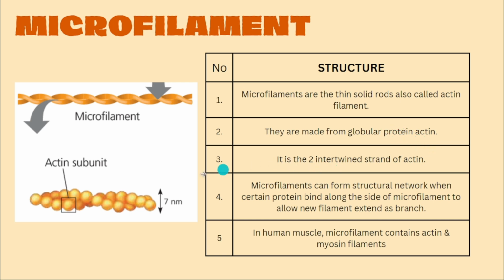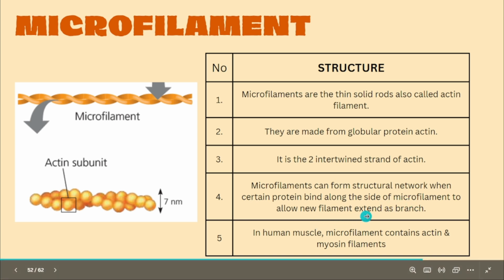Normally the arrangement of the microfilament is intertwined strands of actin, meaning they are twisted together. Compared to microtubule, which is like a pipe, one hollow tube, microfilaments are not arranged in a single hollow tube. They are arranged in a twisted mode, and the arrangement is like that, you can see. Normally they can form a structural network when certain proteins bind along the side of the microfilament to allow the next filament to extend.